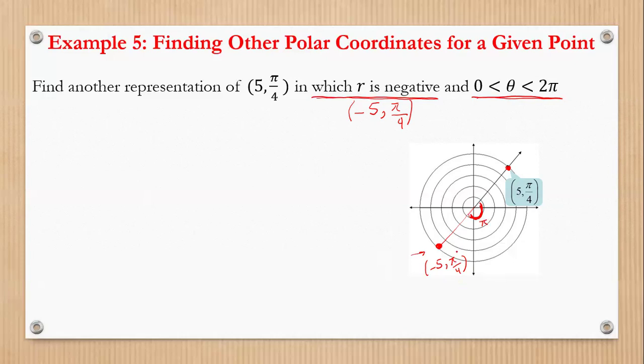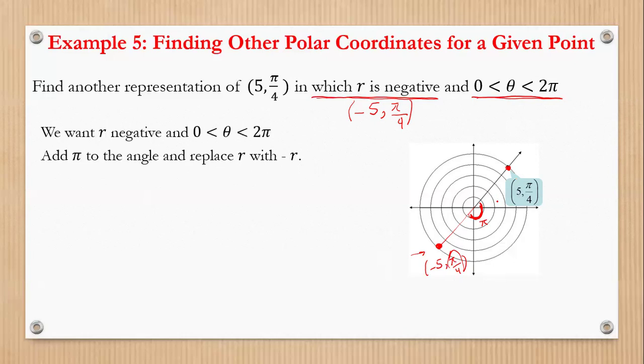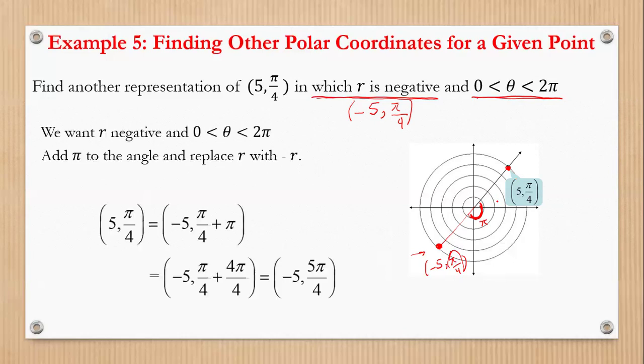So if I add pi to pi over 4, I will get back to this point. Let's see. If I add pi to pi over 4, I get 5 pi over 4. And we keep r negative. So if I find this point on the polar coordinates, it should give me the same point as 5 and pi over 4.